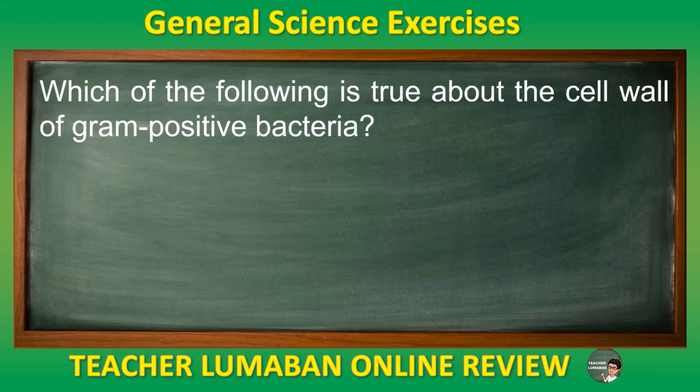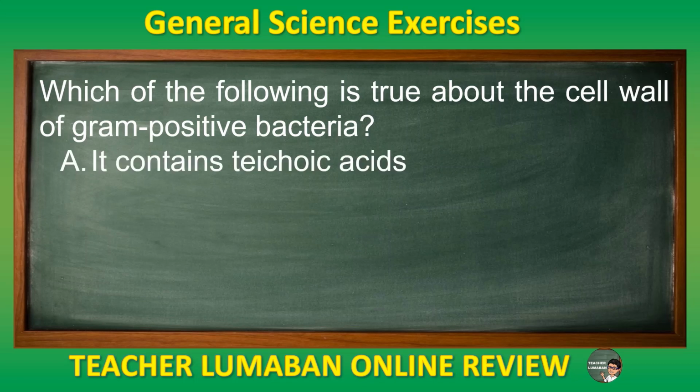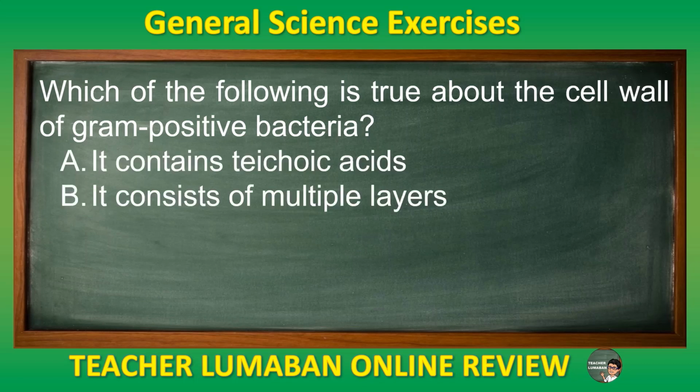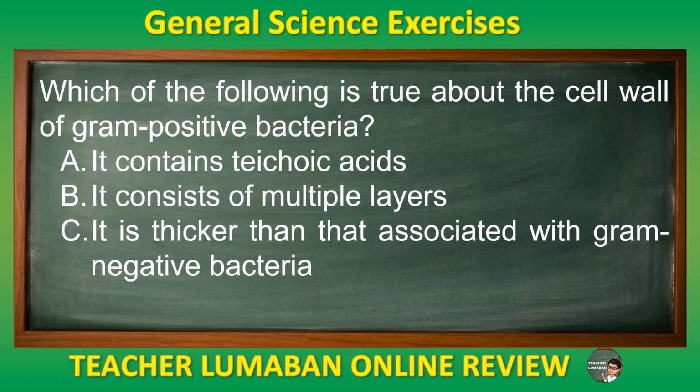Which of the following is true about the cell wall of gram-positive bacteria? Letter A. It contains teichoic acids. Letter B. It consists of multiple layers. Letter C. It is thicker than that associated with gram-negative bacteria. Letter D. All of these. Choose the suitable answer based on the given choices in 5 seconds.